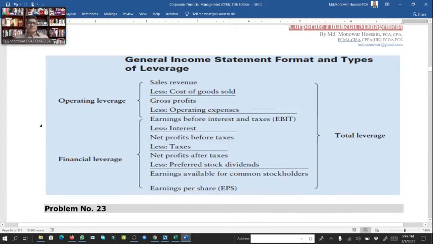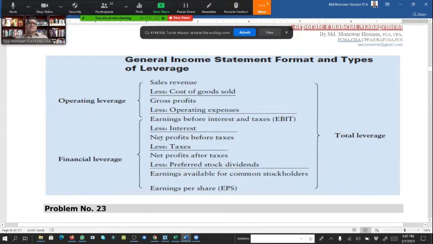And then financing leverage. From the earnings before interest and tax, we have to deduct interest. This interest means debt interest. We'll get net profit before tax, and if we subtract the tax, then we'll get net profit after tax. And from that we have to pay the preference stock dividend. Then we'll get earnings available for the common shareholders. Then we have to divide this by the number of ordinary shares. Then we'll get earnings per share. So this portion is financial leverage.